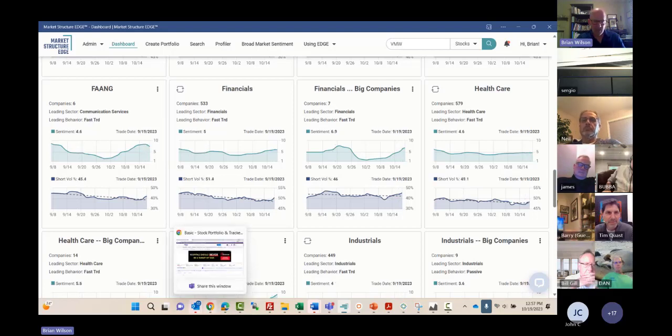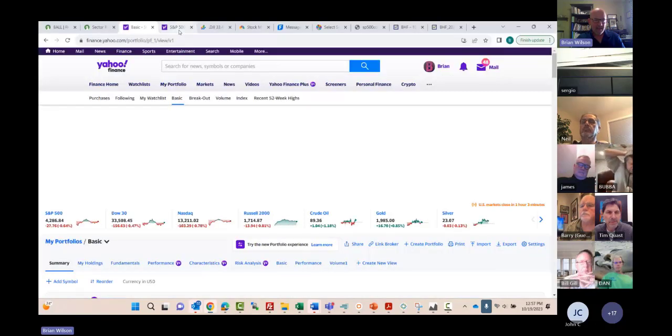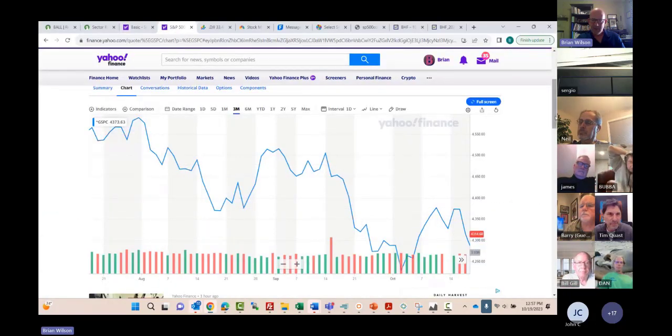I wanted to move over for a second and talk about what we see occasionally during options expirations, and we're seeing an uptick in volatility. I wrote about it this morning. What you're looking at here on the screen is the S&P 500. This is a 3-month chart.